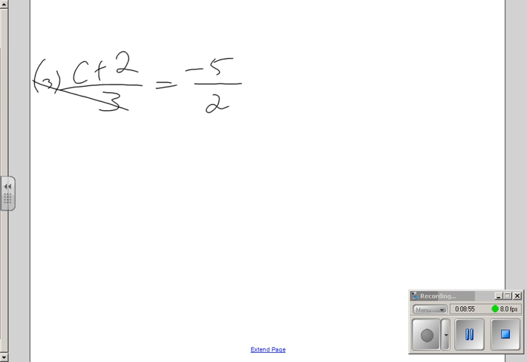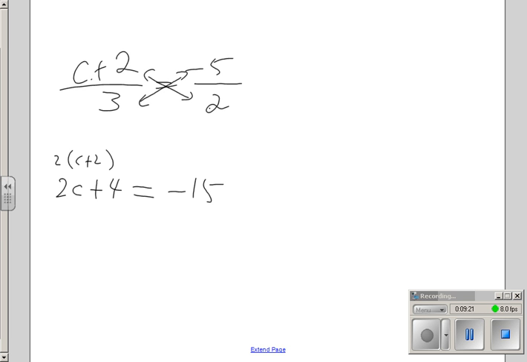Now let's go back here and look at a different way. What if I was to look at this as proportions, and I was to cross multiply to create a new equation? That's actually going to be the same thing as multiplying by 6, but we'll see that in a second. So what I could do here is multiply 2 by c plus 2 and get 2c plus 4, because remember I have to use distributive property. That's 2c plus 4 equals negative 15, and that's the exact same equation that we had before. Subtract 4, 2c equals negative 19, and I end up with the same answer that I had before.